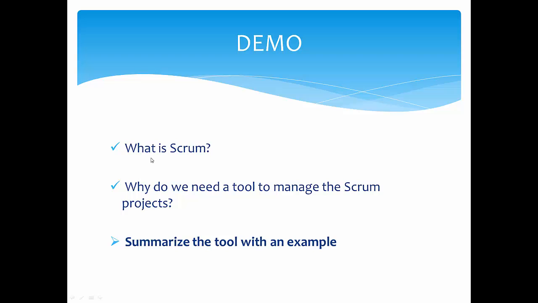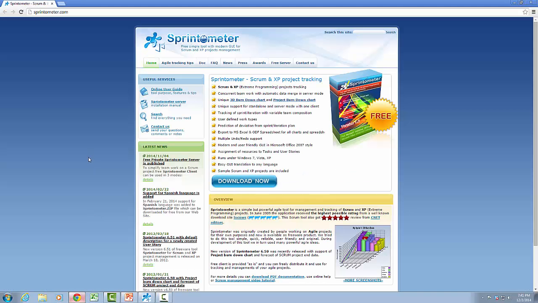Now we have seen what is Scrum, why do we need a tool to manage the Scrum projects. In the next part of the video, I'll be summarizing the tool with an example. Let's move on. Sprintometer is a free software which can be downloaded from sprintometer.com. Visit the website, click on the download button, and you will get the Sprintometer downloaded to your machine. Since I already have the Sprintometer on my machine, I'm going to use the one which I have on my machine.